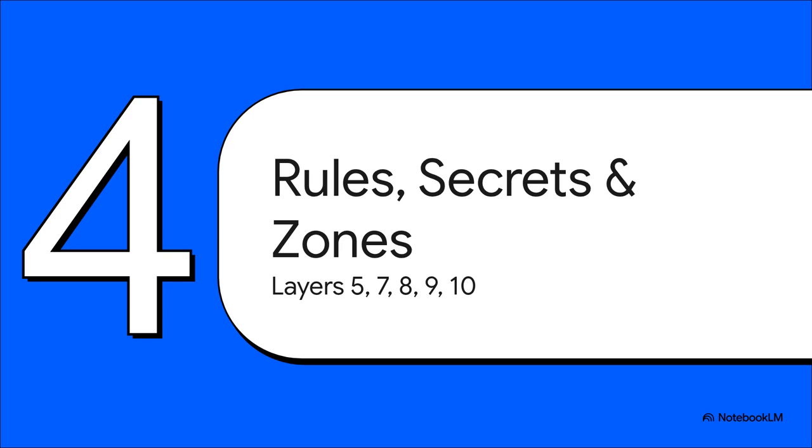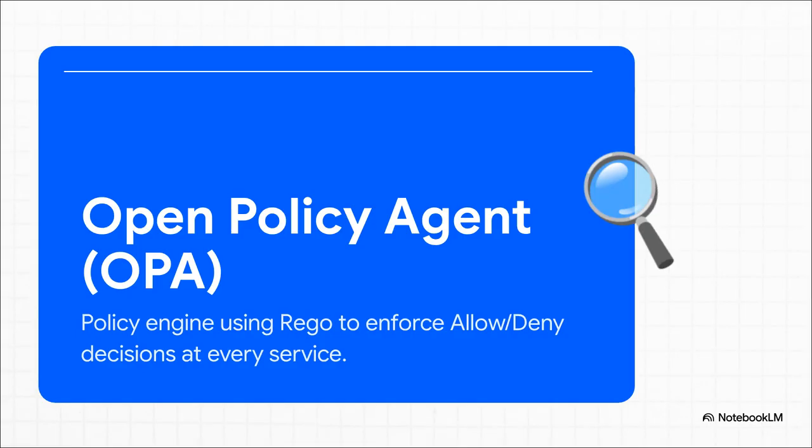Let's pivot now to Part 4, Rules, Secrets, and Zones. So let's look at Layer 8, Policy Enforcement. Meet OPA, the Open Policy Agent. This is a centralized policy engine using a language called Rego to make those hard, allow or deny decisions.